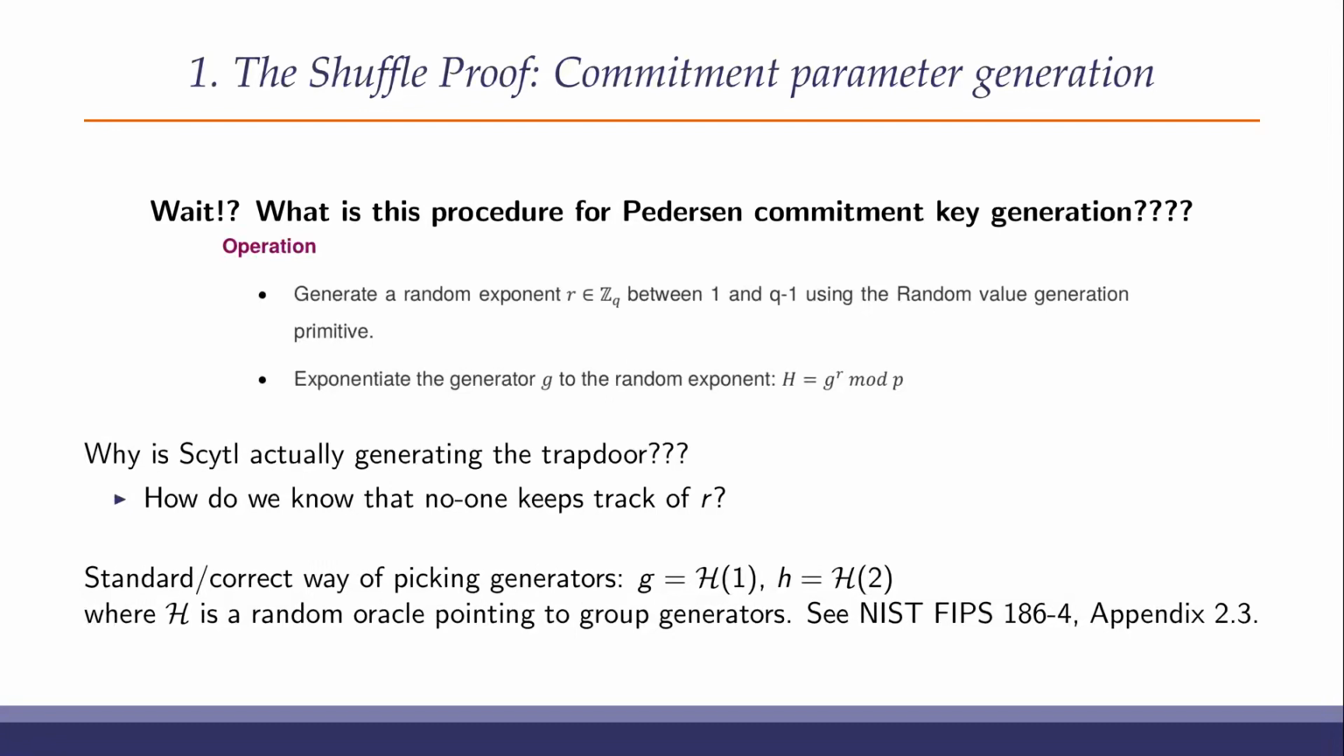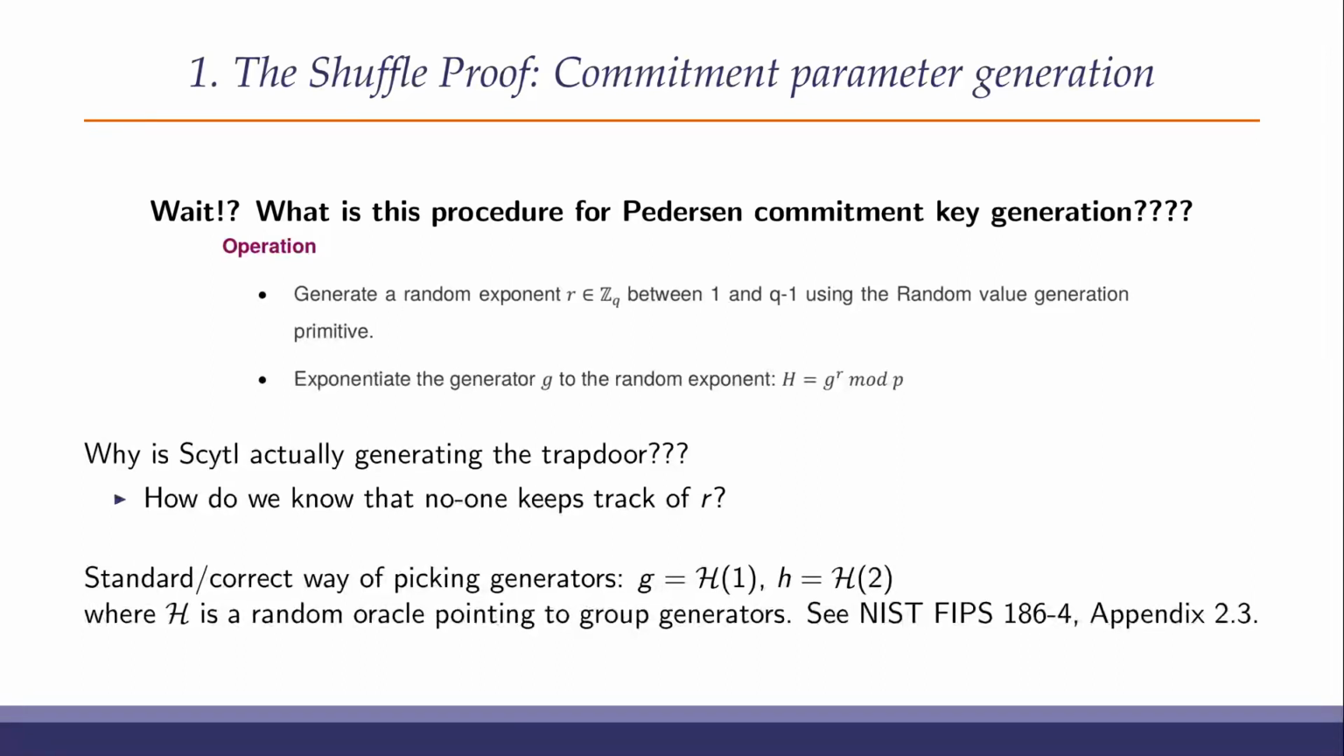Instead of generating G and H in a secure way, what we see is that H is explicitly generated by taking a particular known value, exponentiating G to that value, and then using G and H as the parameters of the Pedersen commitment.